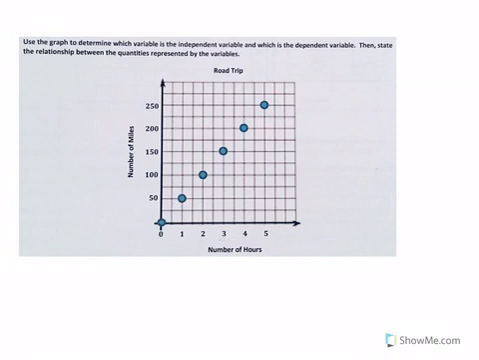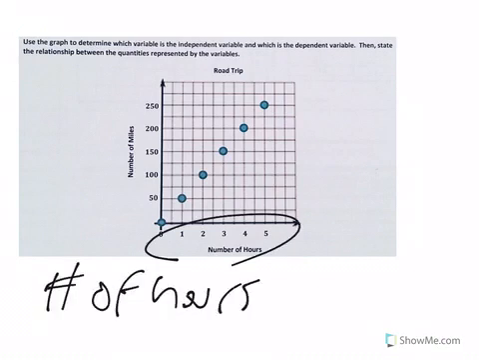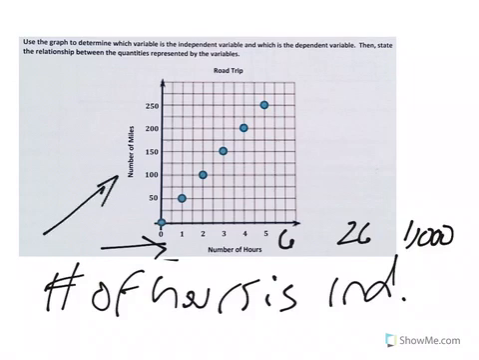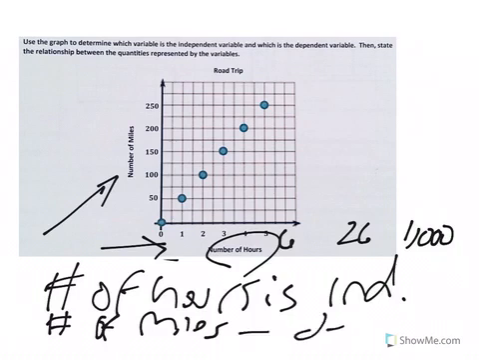So we can tell that how far they drive actually depends on how long they drive. So the number of hours is the independent variable, because you can determine how far they drive. For any number of hours, we could find out how far they went, or how many miles they drove. If they went 6 hours, or 26 hours, or if they drove for 1,000 hours, we could find out how many miles they drove. So the thing that we can change is the number of hours. The thing that we can't change, the only thing that changes it is the independent variable, is the number of miles, and that is the dependent variable.